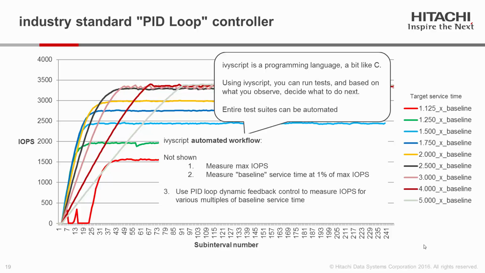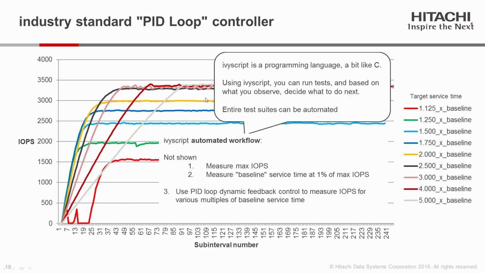The second thing we're showing on this chart is the concept of dynamic feedback control. Each one of these lines represents a subinterval sequence where we were doing dynamic feedback control on the service time that we were measuring. We did one run for 12.5% higher than the baseline, 25% higher, 50, 75, 2 times the baseline service time, and all the way up to 5 times the baseline service time. So we did a series of runs.